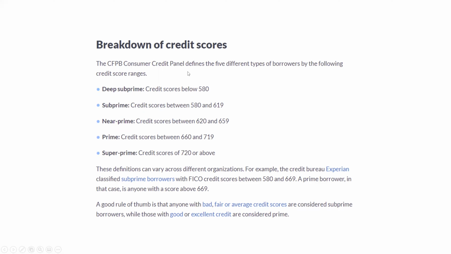they define 5 different types of borrower based on their credit score. So if your credit score is less than 580, you are considered a deep subprime. If your credit score is 580 to 619, it's considered subprime. Then near prime is 620 to 659, prime is 660 to 719, and super prime is 720 and above. So this website, I got it from CNBC. I also share the link below.